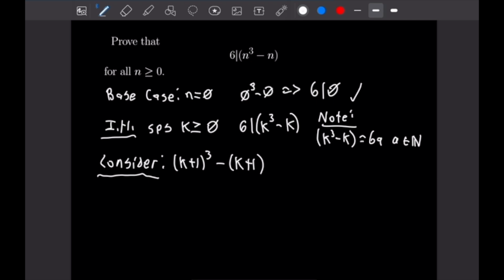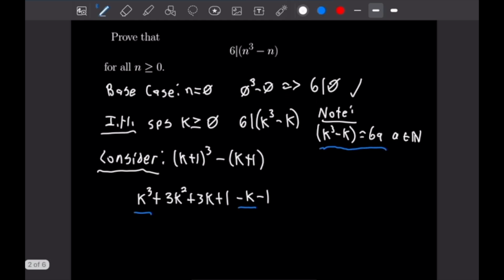So once we cube our k plus 1 here, we will get k cubed plus 3k squared plus 3k plus 1. And then from our second term, we have a minus k minus 1. And I want you to notice that this minus k and k cubed is the same as our induction hypothesis over here. So we're going to go ahead and replace that by 6a. So that's going to give us 6a plus 3k squared plus 3k, which we can factor as follows. We'll have 6a plus 3k times k plus 1.